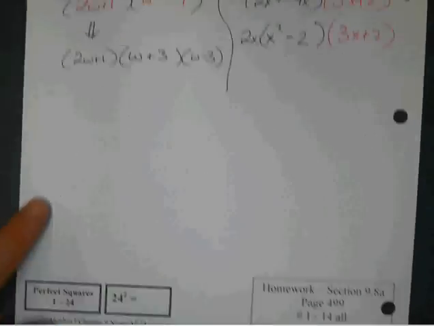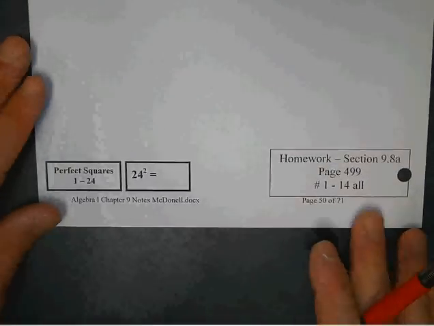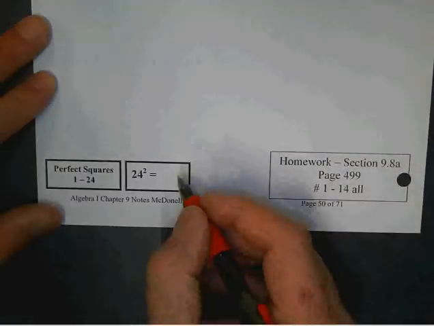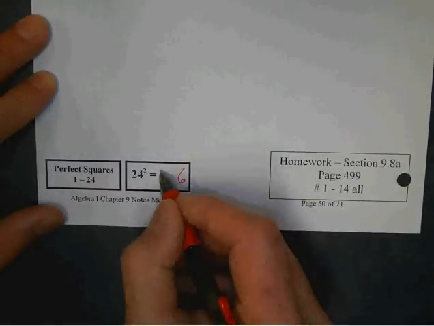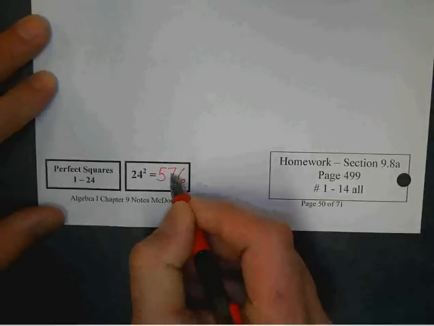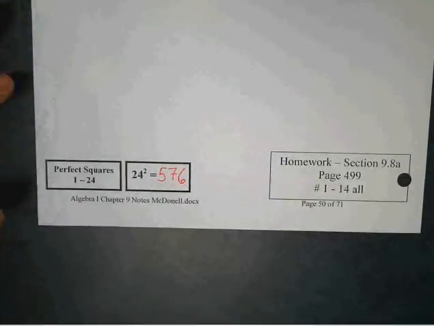All right, slide down here to the bottom. 24 squared. 576. Ends in a 6 because 4 times 4 is 16. 576.